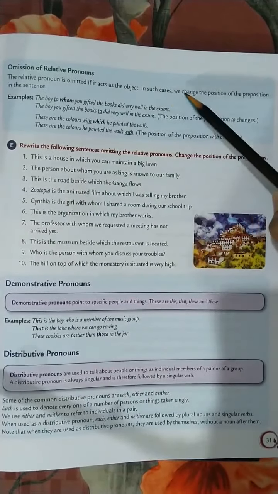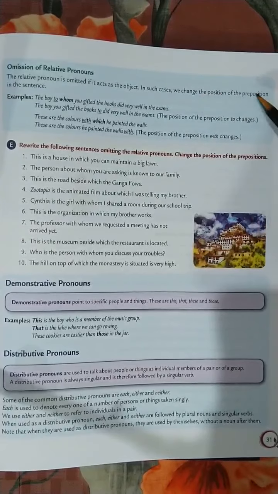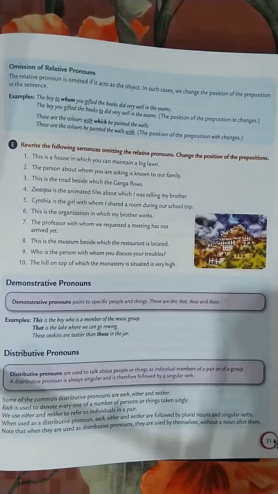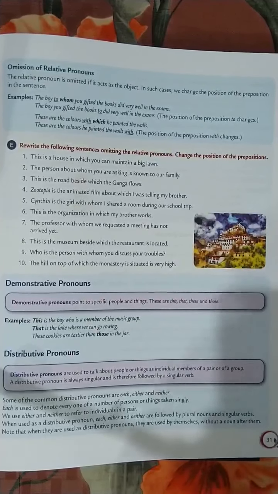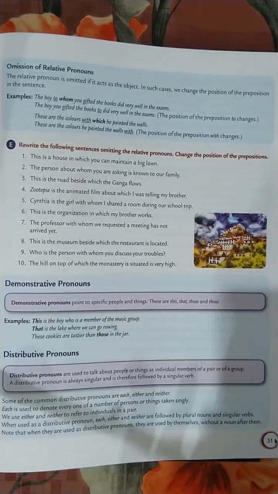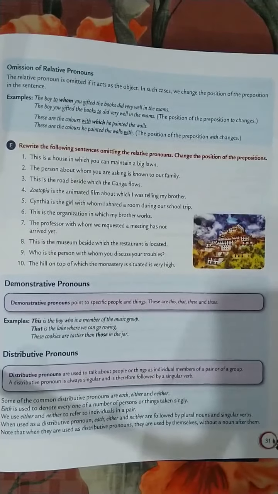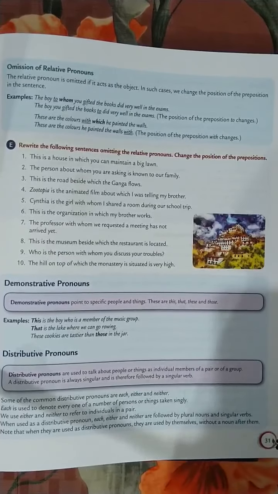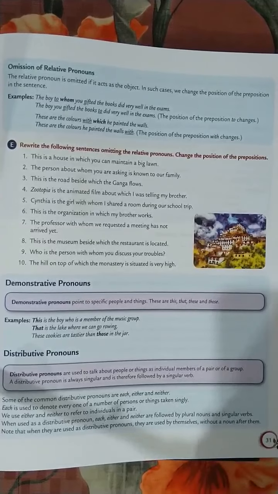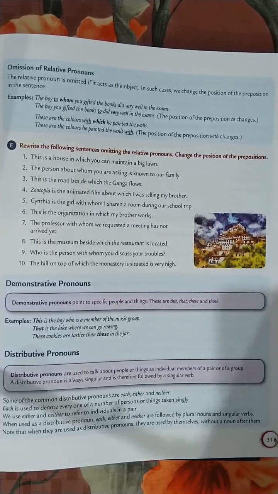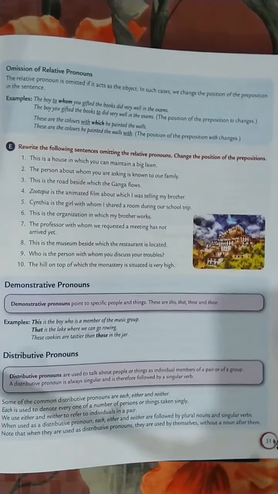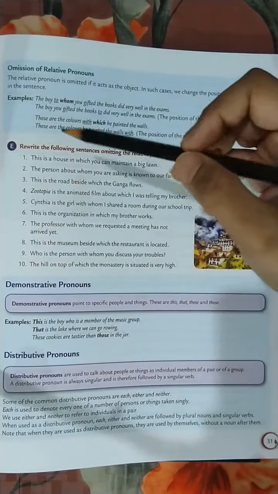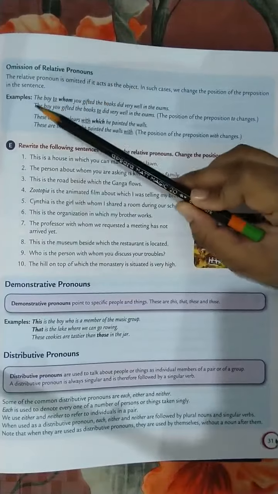In such cases we change the position of the preposition in the sentence. If the relative pronoun acts as an object, it is omitted. Okay, so the relative pronoun is omitted if it acts as an object, and in such cases we change the position of the preposition in the sentence. Now see here the examples, it will be more clear to you.